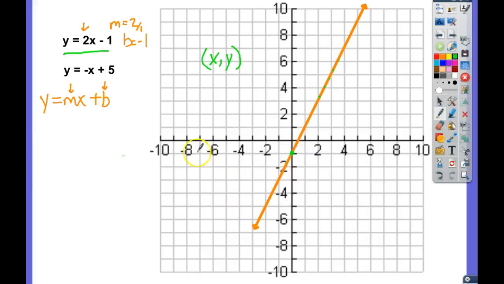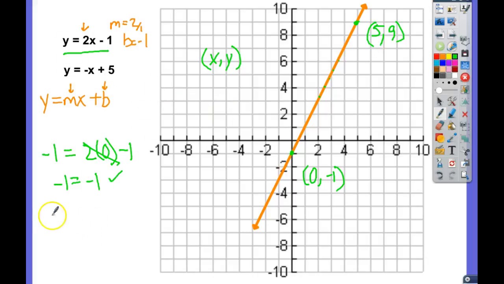0, -1. That means x is 0, y is -1. So if y is -1 for the first equation, that equals 2 times 0 minus 1. 2 times 0 is just 0, so -1 is -1. That's a solution to the equation. Let's try another one. How about way up here? That is 5, 9. So if x is 5 and y is 9, then we have 9 equals 2 times 5 minus 1. 2 times 5 is 10. Minus 1 is 9, and 9 equals 9.